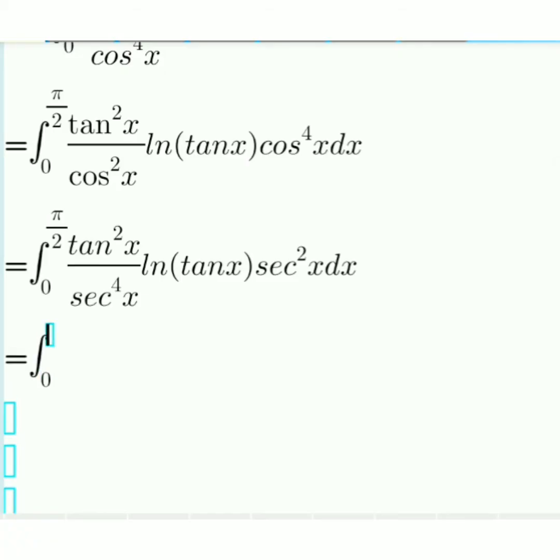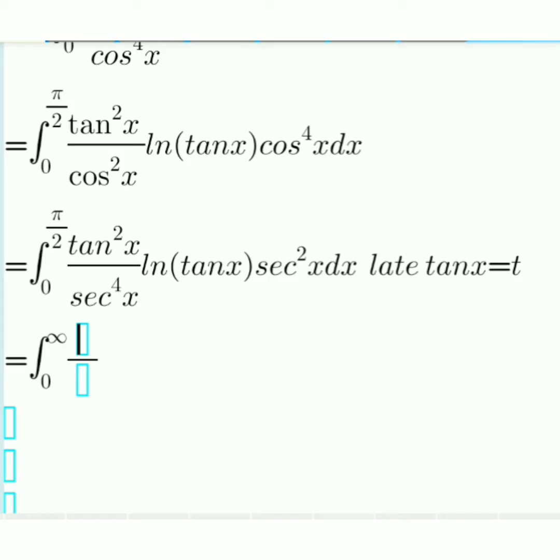And next, 0 to pi by 2 tan square x ln tan x, let tan x equal to t. So the limit will be changed, and it can be written 0 to infinity, because as tan x is equal to t, when x is pi by 2, tan pi by 2 means infinity, and tan 0 is equal to 0.